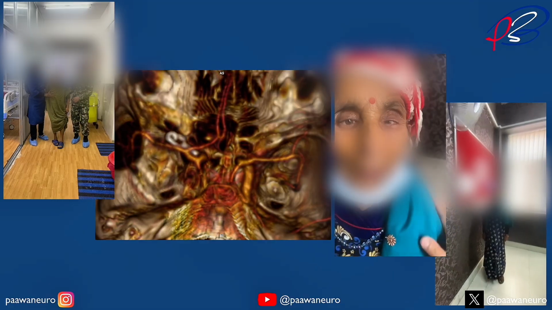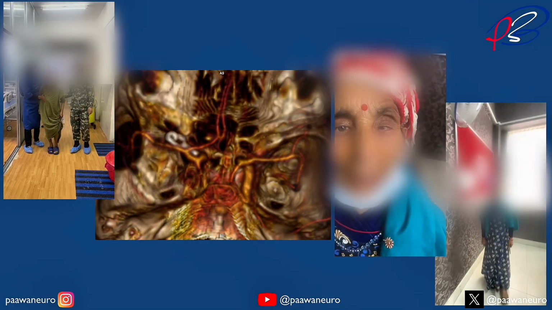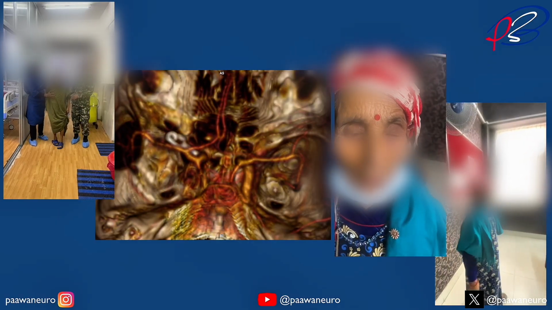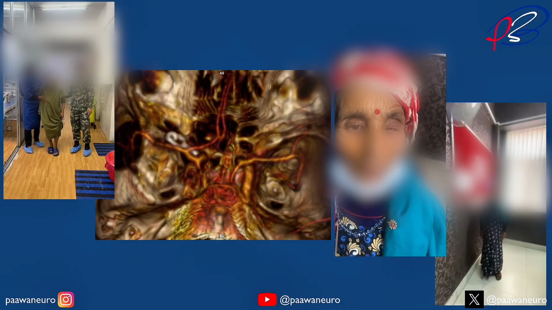The post-operative period was uneventful, and on 6-month follow-up, the patient had persistent lateral rectus palsy despite the angiogram showing complete occlusion of the aneurysm.